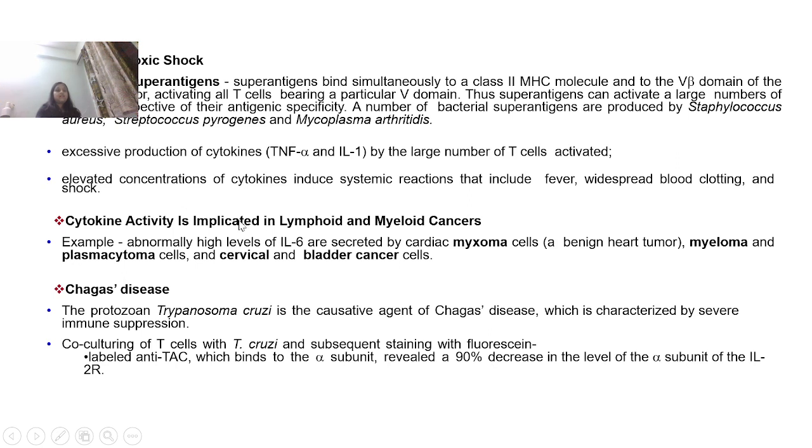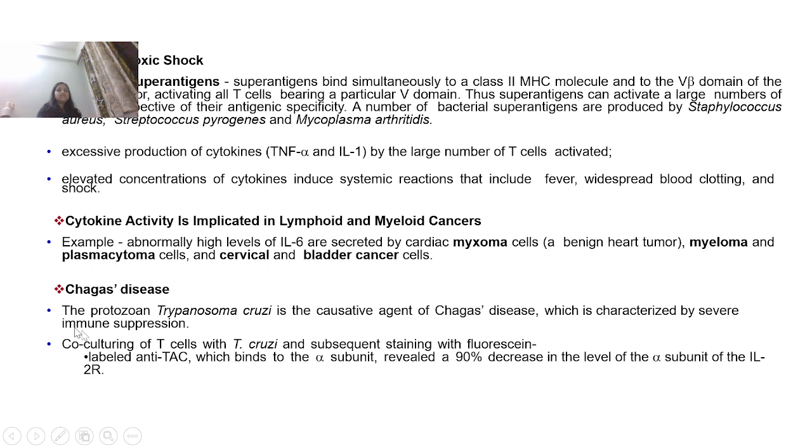Cytokine activity is implicated in lymphoid and myeloid cancer. For example, there is abnormally high level of IL-6 produced by cardiac myxoma cells, that is a benign heart tumor, and myeloma and plasmacytoma cells, and cervical and bladder cancer cells. So in cancer also, high levels of IL-6 are secreted by these kinds of cancer cells.